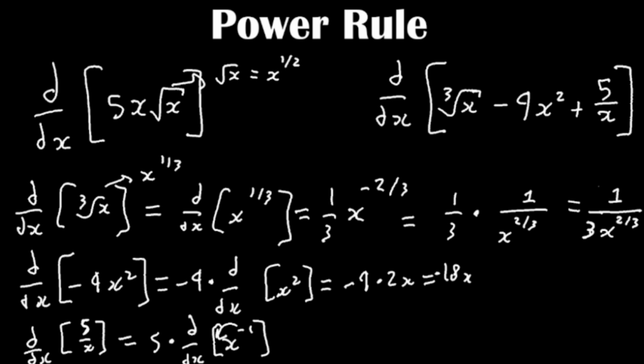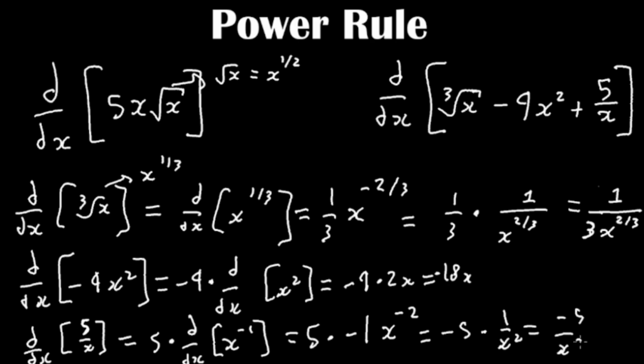So this is going to be negative 5, because we bring that negative 1 down. Or actually, let me just write it like this. 5 times negative 1 times x, and then we bring the exponent down by 1, so negative 2. So that's negative 5, and then x to the negative 2, that's 1 over x squared. So this is negative 5 times 1 over x squared. That is negative 5 over x squared.